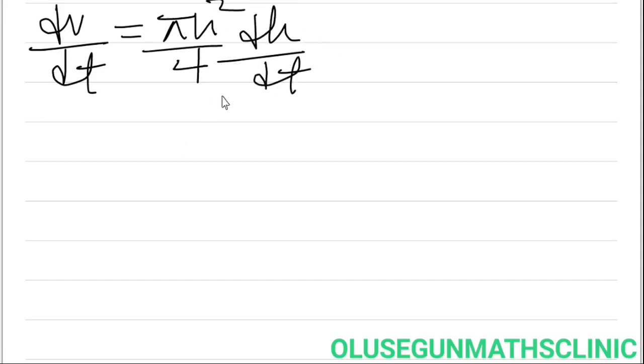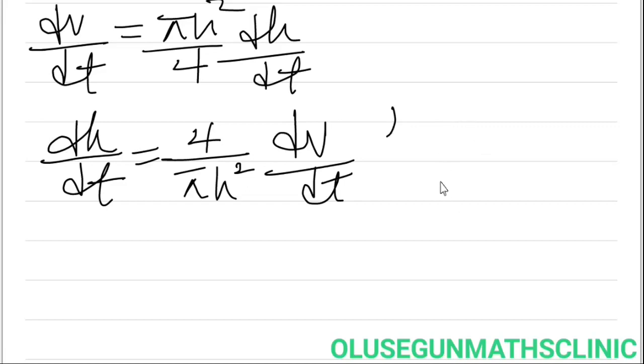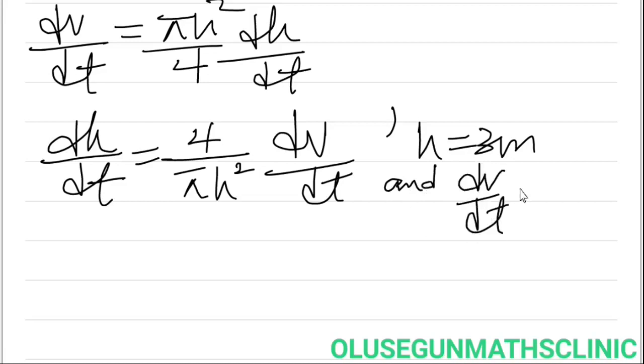Let's make dh/dt the subject of the formula. Multiply both sides by 4 over pi h squared. So dh/dt will give us 4 over pi h squared times dV/dt, as we divide both sides by pi h squared over 4. And you know that from our question we have to find the rate of change when the height is 3 meters and dV/dt is 10 meters cubed per minute.